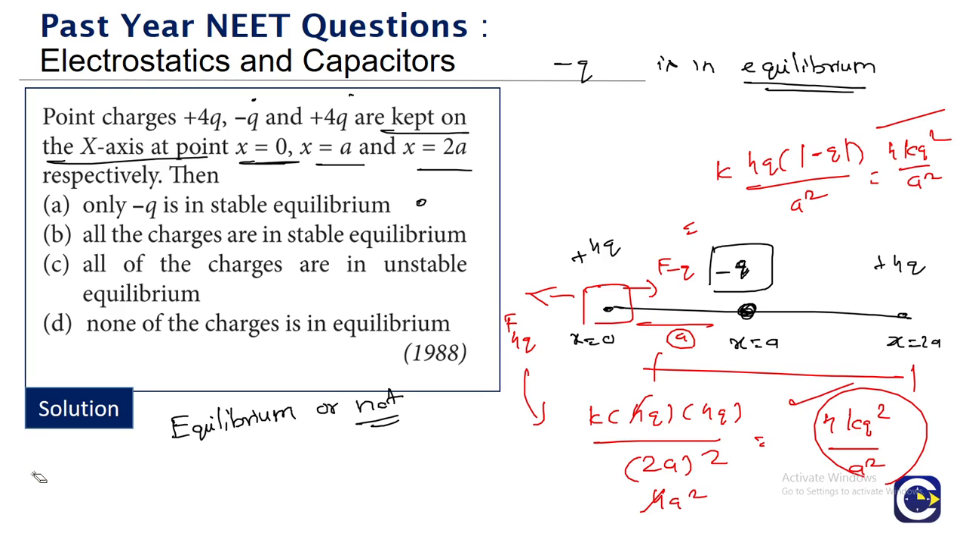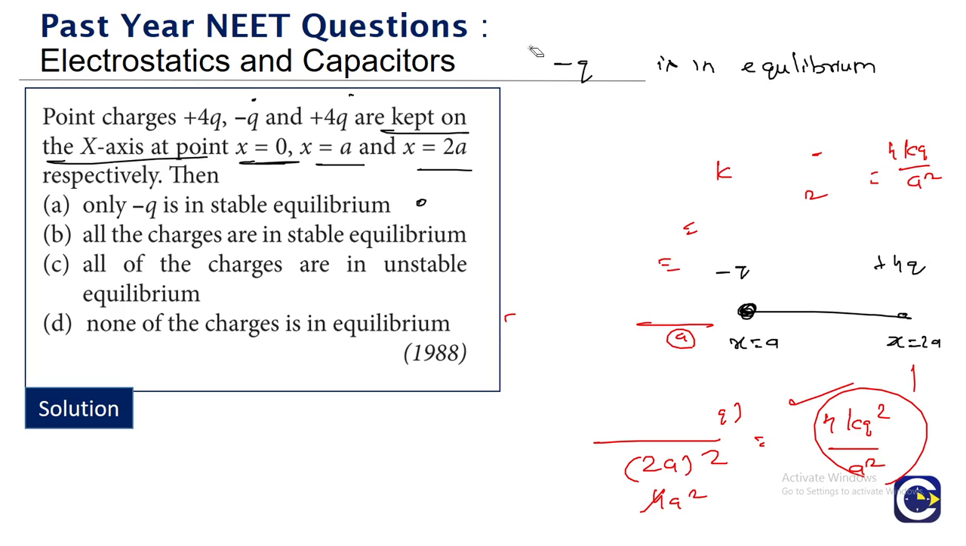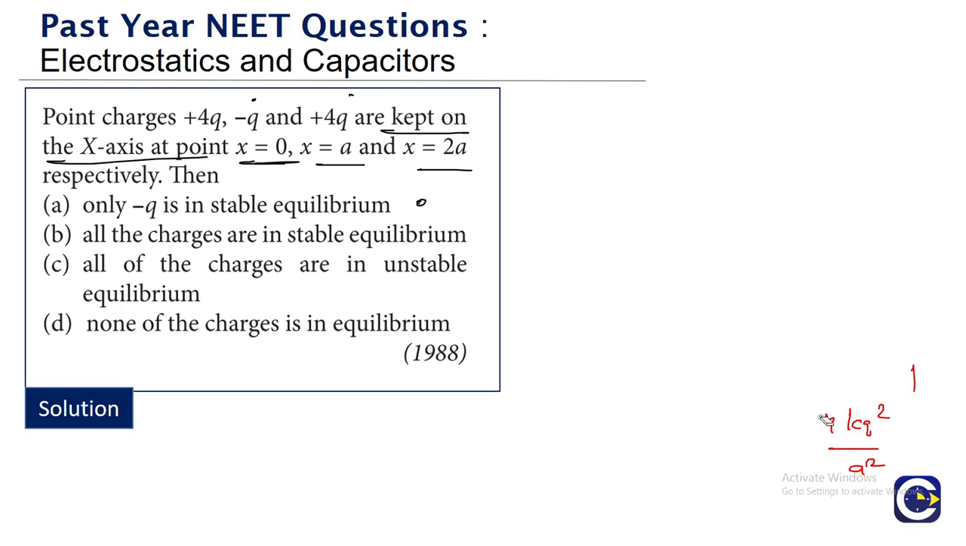Total force acting on the 4q charge is 0. Which means the other 4q charge, they are identical, right? Other 4q also will experience 0 force. So this given arrangement of the charges, first of all, it is in equilibrium. The first conclusion is all these three charges, the net force acting on each of them is 0, which means they are in equilibrium. That is concluded.